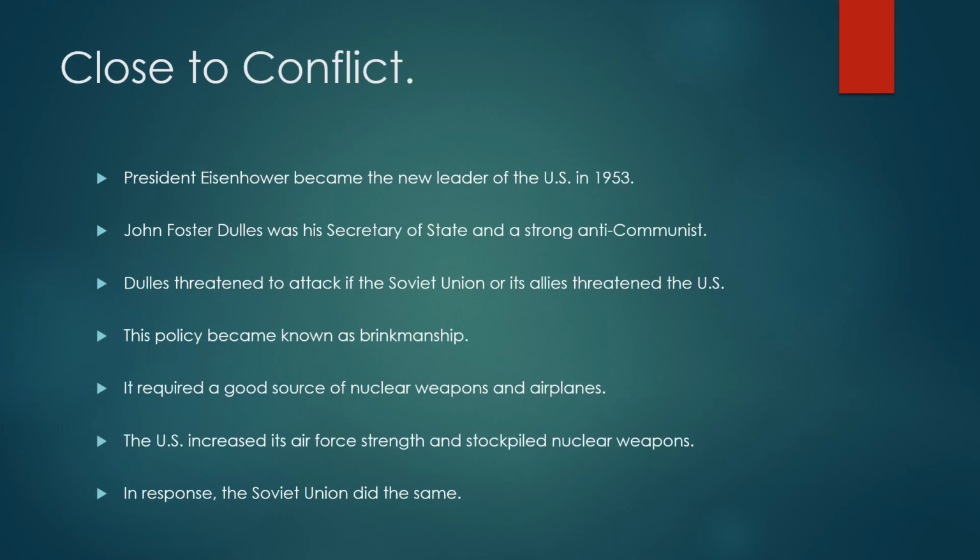Now, President Eisenhower, maybe you'll remember General Eisenhower's name. He was a general during World War II. He becomes President of the United States in 1953. Now, John Foster Dulles was his Secretary of State, and he is a strong anti-communist. Dulles threatened to attack if the Soviet Union or its allies threatened the U.S., and this policy becomes known as brinkmanship, of saying, hey, you know what, if you want to threaten us or try and do anything to us or our allies, we'll launch an attack right back. So this is known as brinkmanship, of being willing to just go to war at any moment.